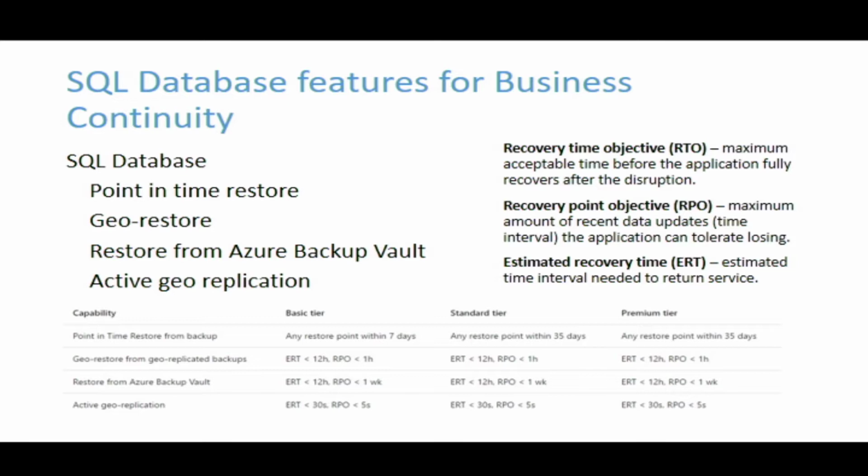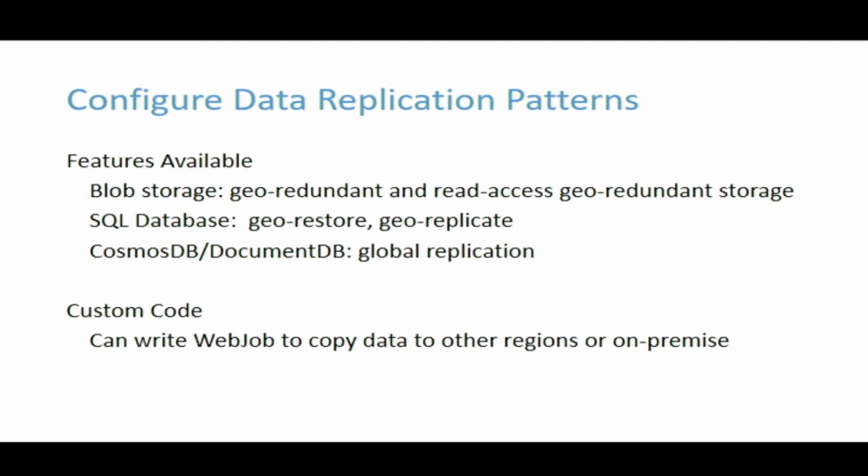Point-in-time restore comes with SQL database. So if that works for you, then it's already there. You're already paying for it. Geo restore is a little different. It's a little more. Restore from Azure Backup Vault, that's long-term storage for your database, or it wouldn't even be there. Active geo replication is going to cost more, but you get the most bang for your buck there. You'll have it back online in a matter of minutes versus an hour or two if you have to restore it from a backup. So those are just business continuity things you'll need to be aware of.